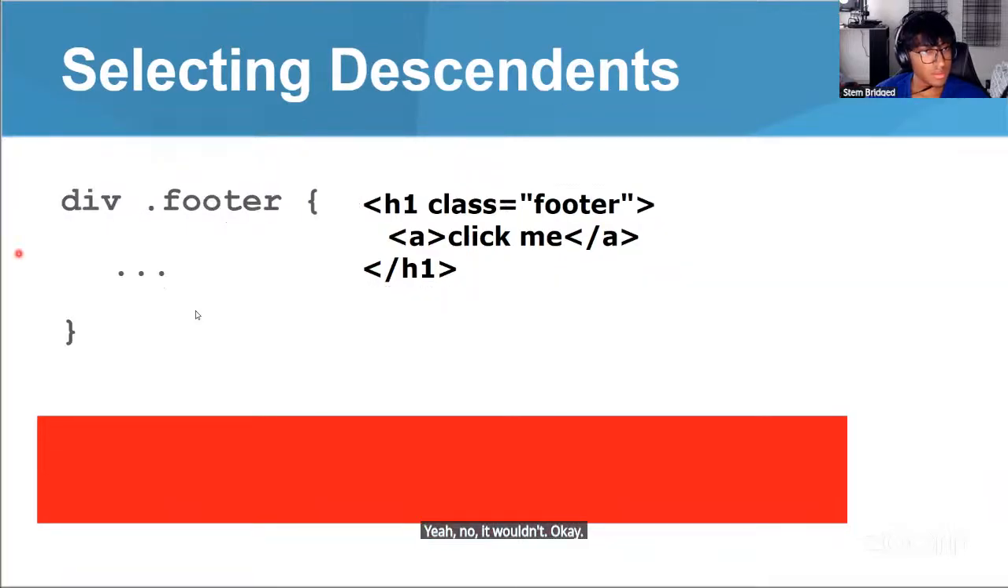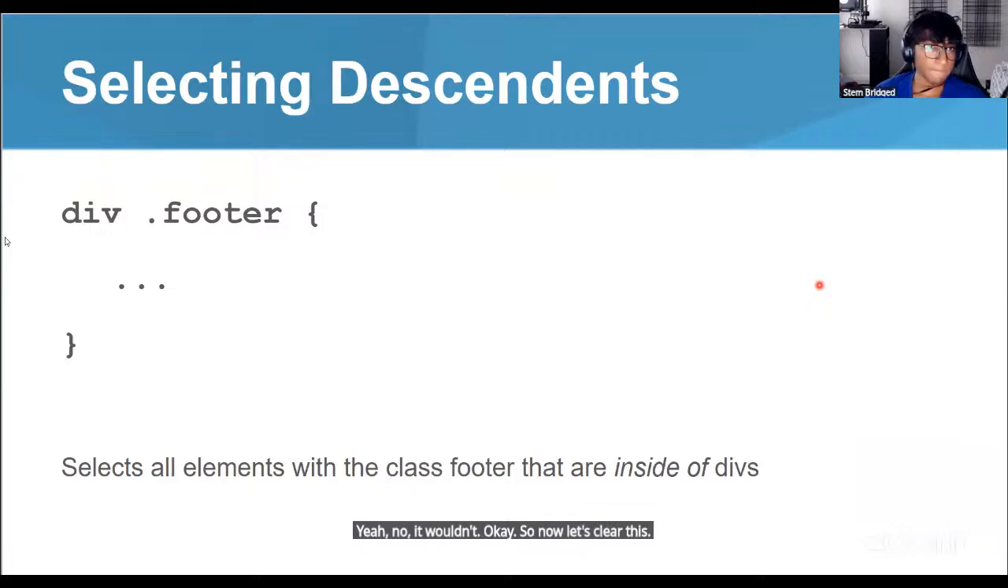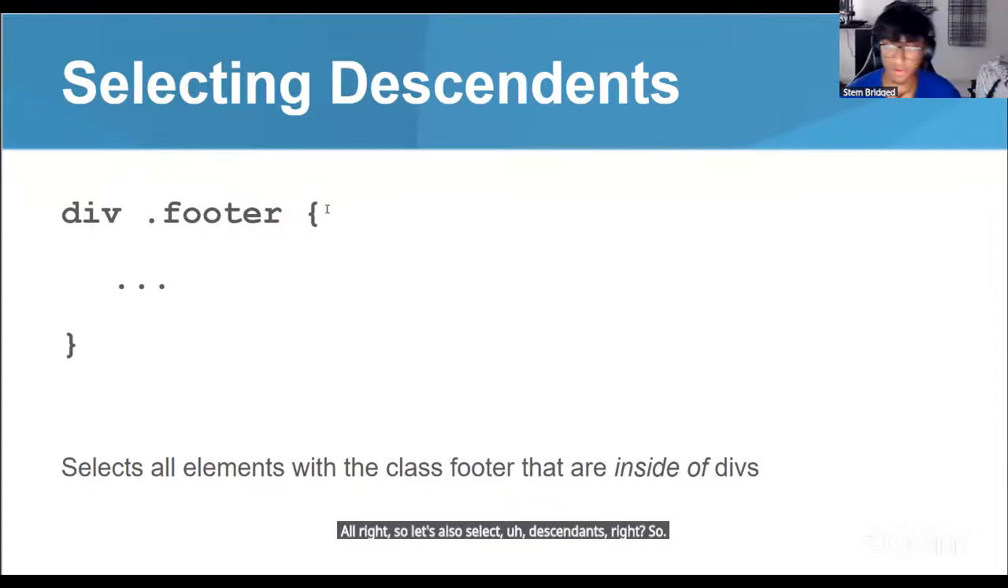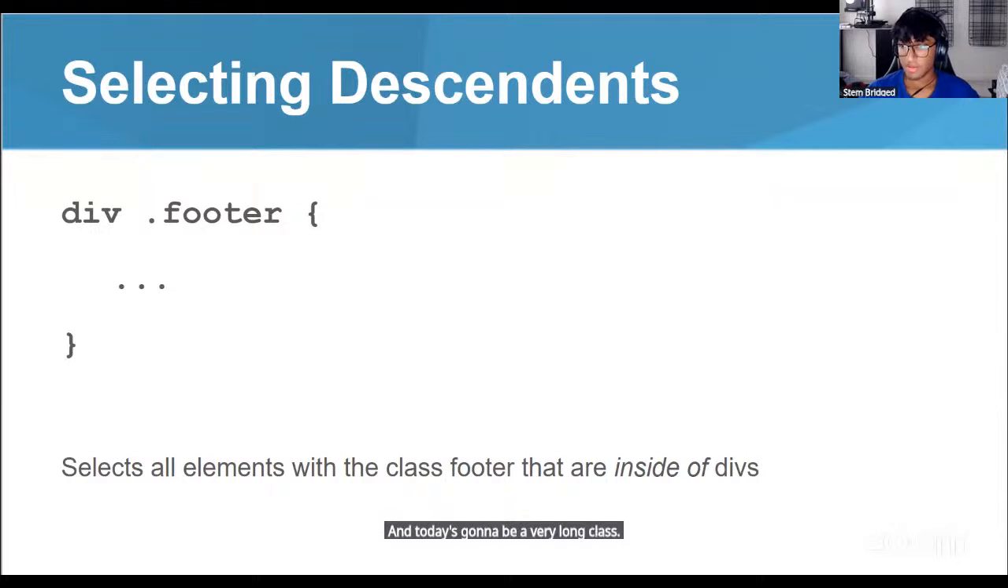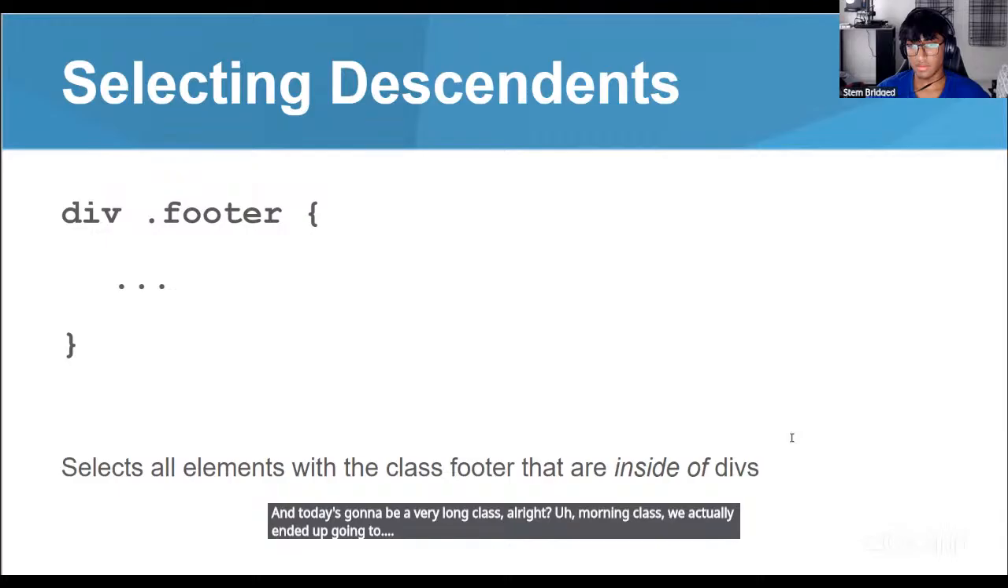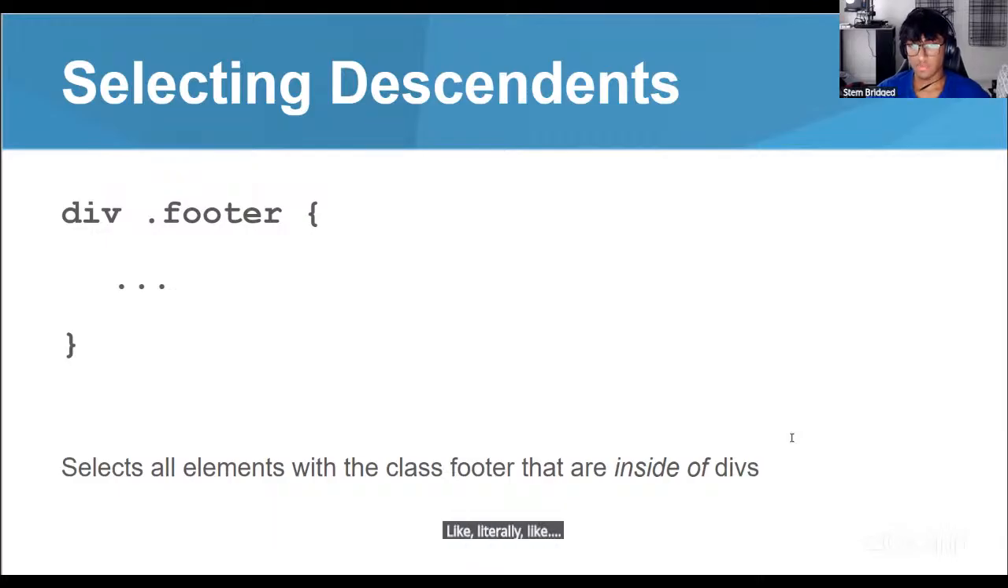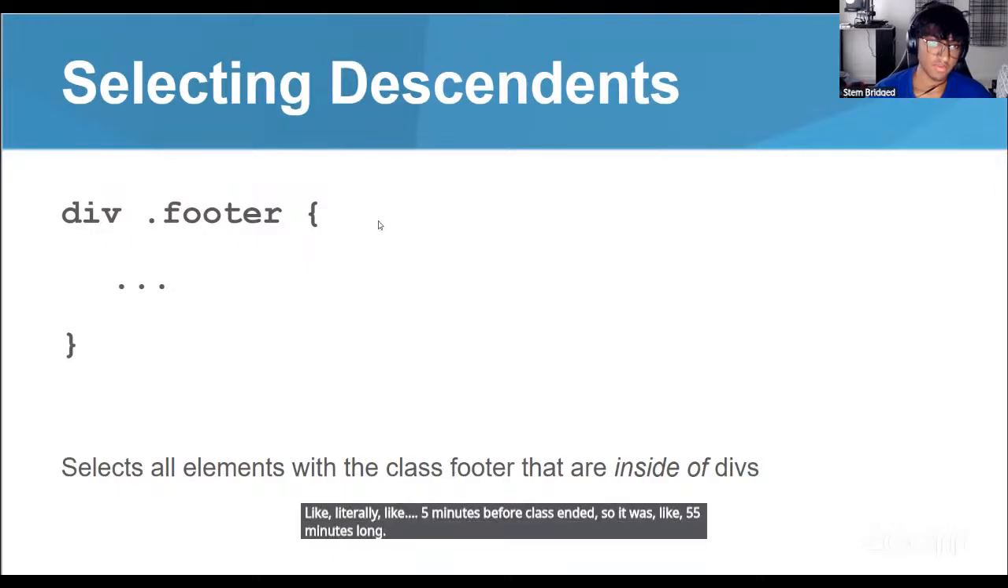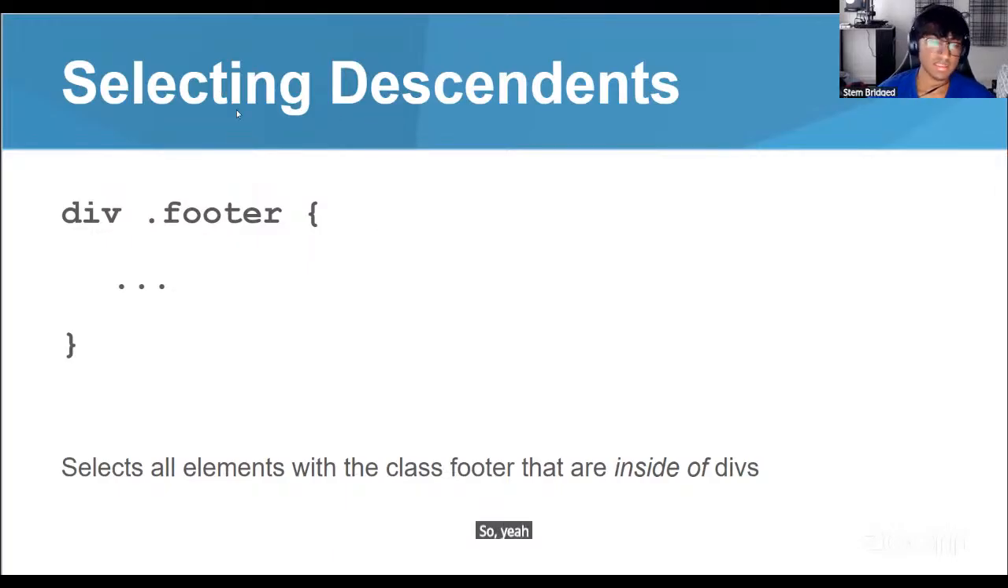So now let's clear this. All right, so let's also select descendants. Today's going to be a very long class, all right? The morning class actually ended up going to like 5 minutes before class ended, so it was like 55 minutes long. So yeah, selecting descendants.